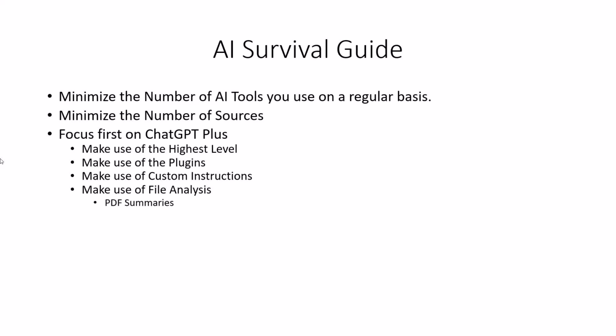For example, the file analysis can do PDF summaries. If you have a long, complicated PDF and you have ChatGPT Plus, you can upload that PDF and ask ChatGPT Plus for a summary. You can ask it for the main points or for bullet points. If you have very long, very complicated, very hard to understand documents, you can ask ChatGPT to help you not only to understand them, but at minimum to get your arms around the basic principles of what they are trying to say.